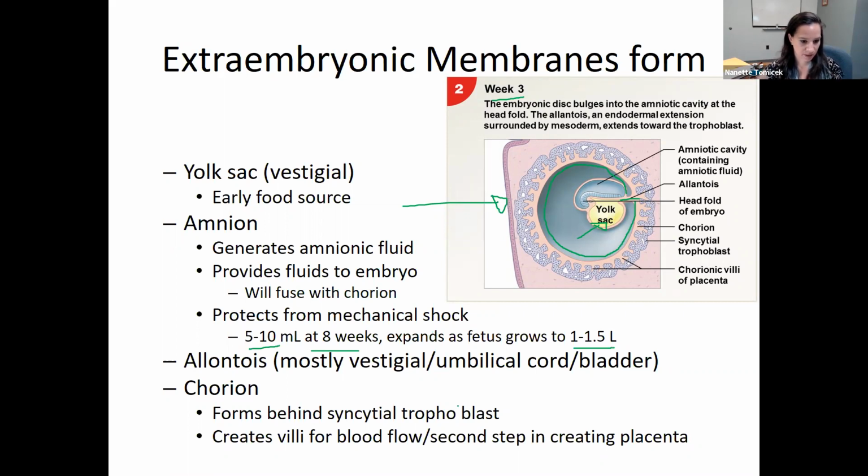Okay. And again, you'll watch a much more detailed video on how the syncytial trophoblast starts to develop the chorion, really digs in and invades the mother's uterus so that the baby can get its blood supply.